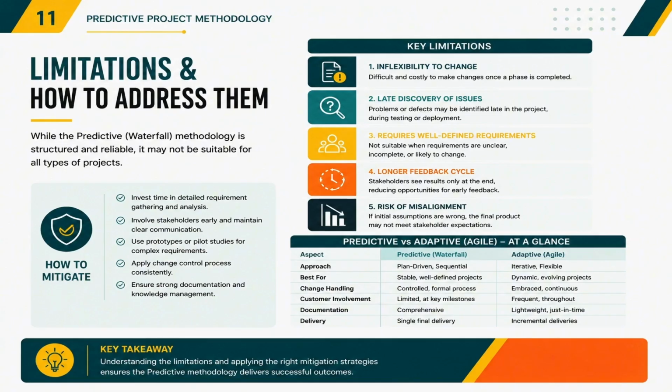Predictive projects also require very clear communication from the beginning. If requirements are unclear or constantly changing, this approach may struggle. Compared to Agile, predictive methodology has a longer feedback cycle and limited customer involvement during execution. However, these limitations can be reduced by investing more time in requirement gathering, involving the stakeholders early, using prototypes when needed, and applying a strong change control process. The key is selecting the right methodology for the right type of project.